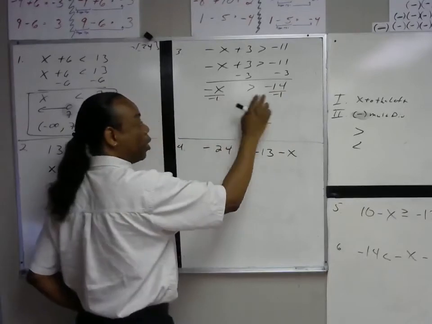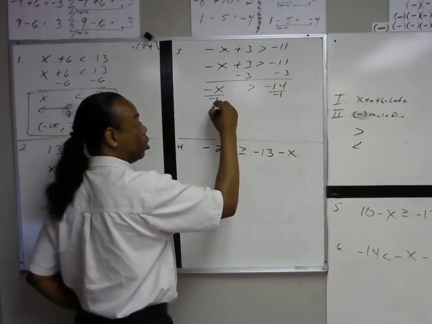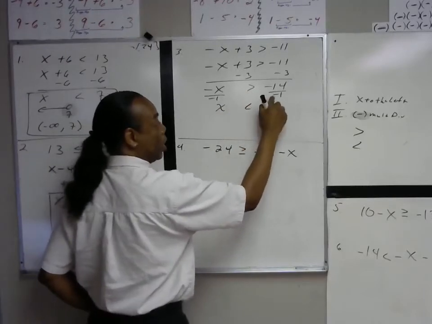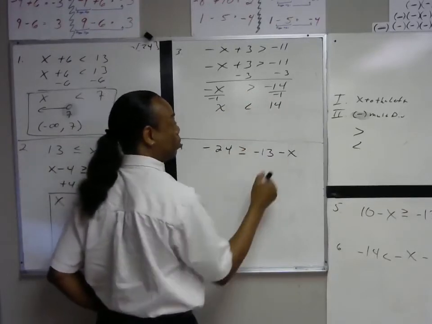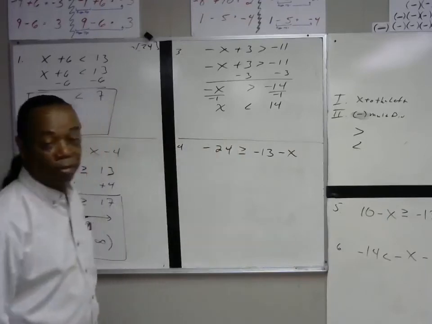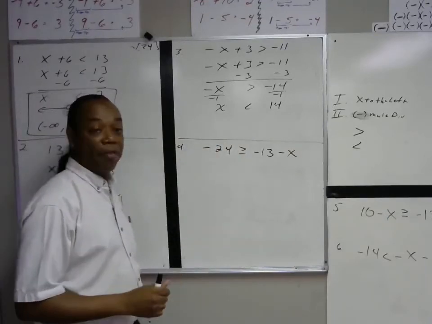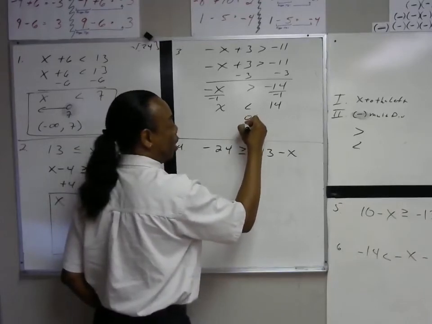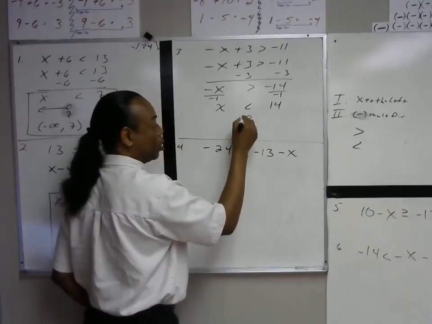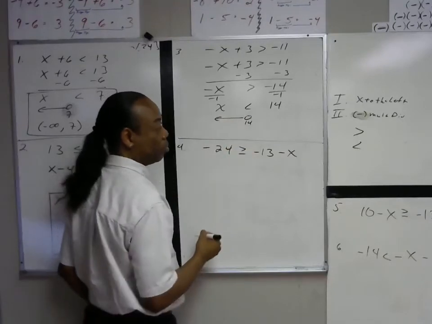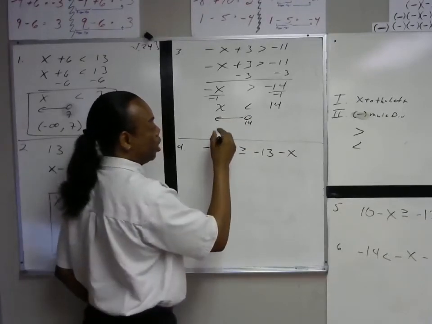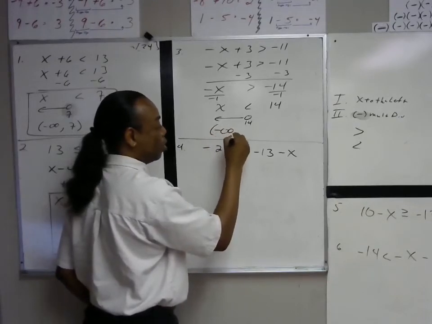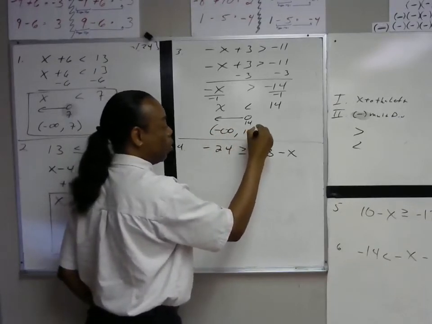And because I'm multiplying or dividing by negatives, we'll get positive x. This sign changes to a less than, and this becomes positive 14. So x is less than 14. The graph of that will be an open circle at 14 and going less than, so to the left here. Furthermore, the interval notation for this will be parentheses negative infinity to 14 and then open parentheses.